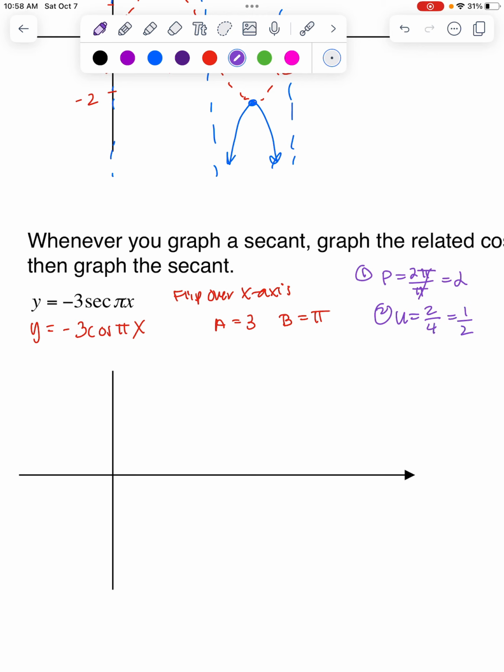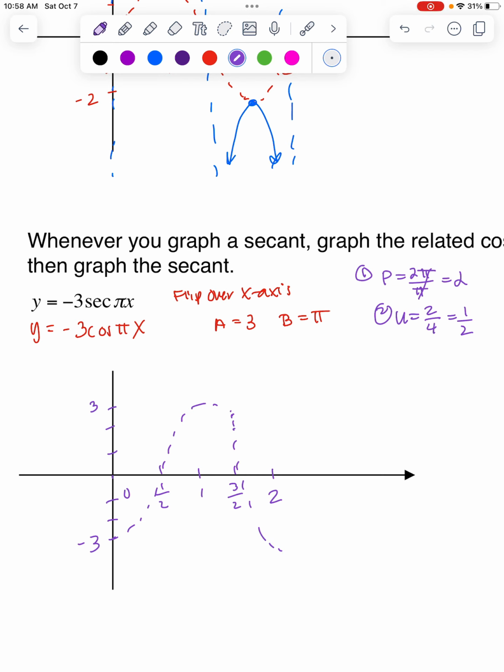So I'm going to start at 0. We have 1/2, 1, 3/2, and 2. Our amplitude is then 3. Okay, and I'm going to go ahead and graph this negative 3 cosine of pi x. So there is that graph. Something like that.